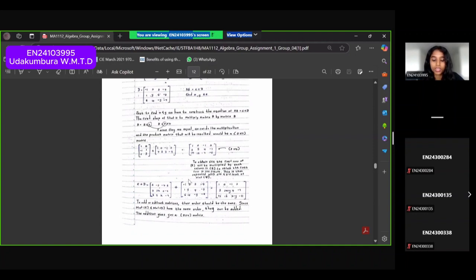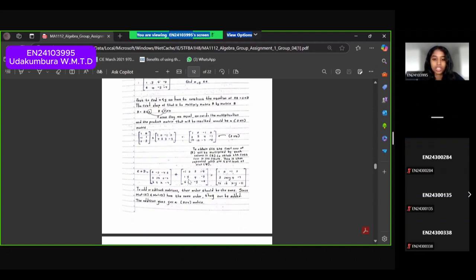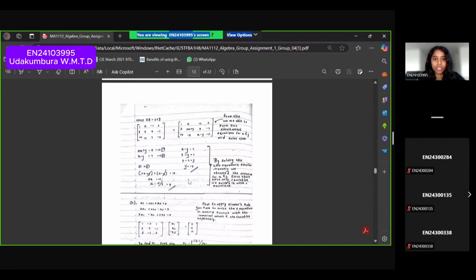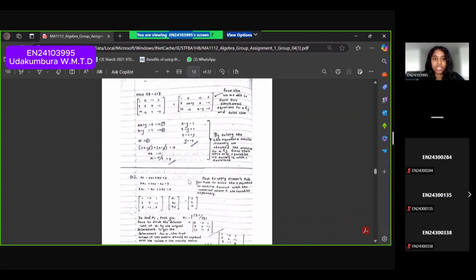So next is C plus D. This is simple addition. To add or subtract matrices, we should ensure that the order is the same. Since matrix C and matrix D have the same order, we can add them. It will give you a 3 by 4 matrix. So then we get two resultant matrices from AB and C plus D. With these resultant matrices, we can get numerical values for the two equations, and we can solve the two equations simultaneously and obtain values for x and y.